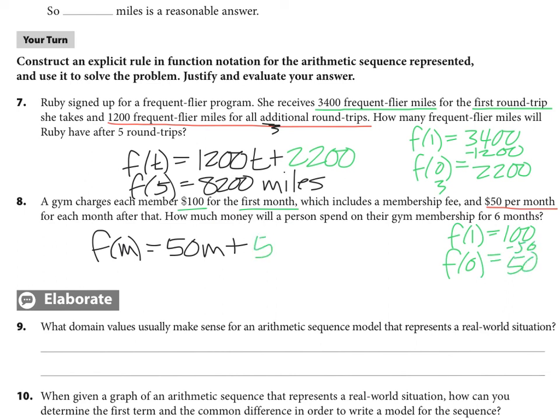So there's my y-intercept. Now I put that in the calculator, go to y equals, type in 50x plus 50, go to my table, and it wants to know for 6 months. So I type in 6, and I get 350. So f of 6 would be $350.